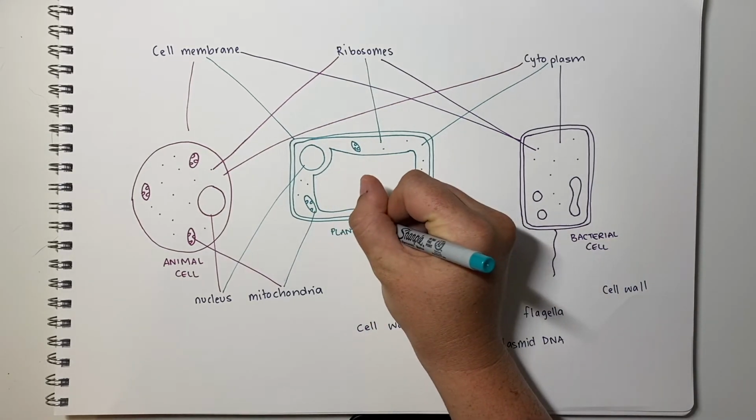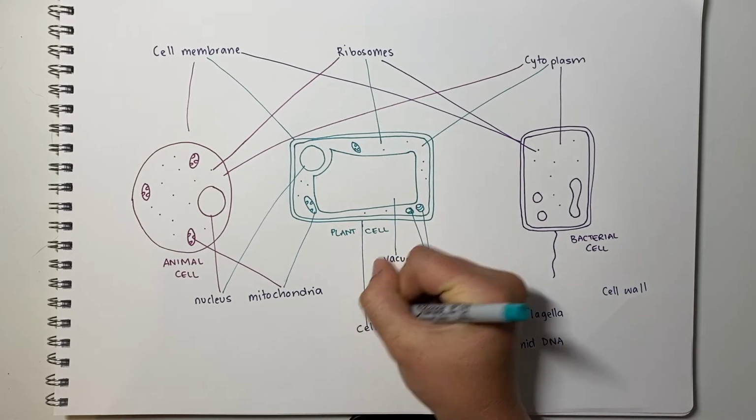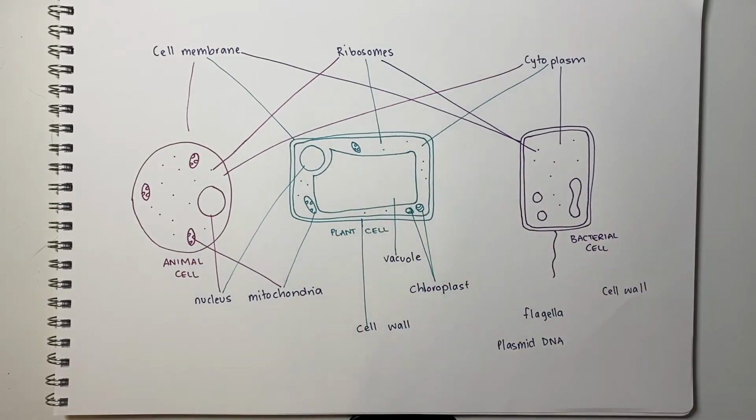The cell wall is the structure made of cellulose, which makes the plant cell rigid. It gives it its key structure and strength.